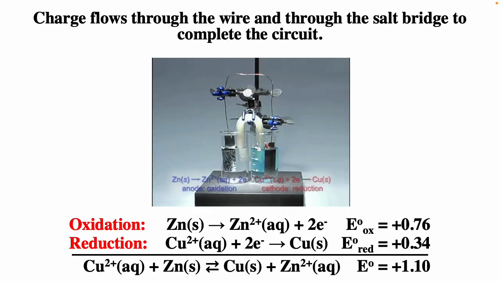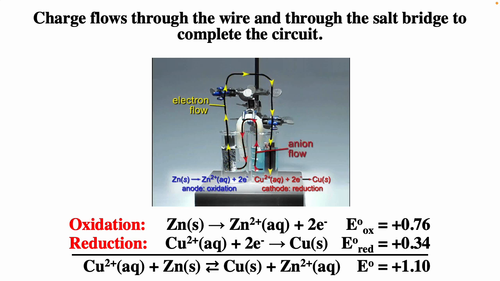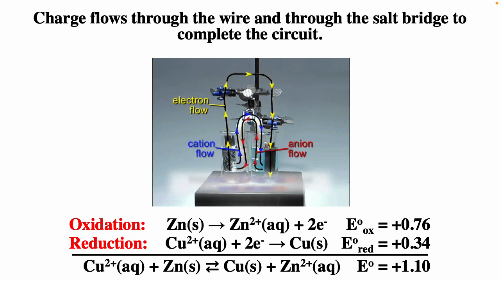Charge flows continually as the cell operates. Negative charge in the form of electrons flows from the anode through the external circuit to the cathode. As negative charge in the form of anions flows from the cathode compartment through the salt bridge to the anode compartment, positive charge in the form of cations flows in the opposite direction. The oxidation of zinc metal in the anode combines with the reduction of copper 2 ion in the cathode to give the overall cell reaction.